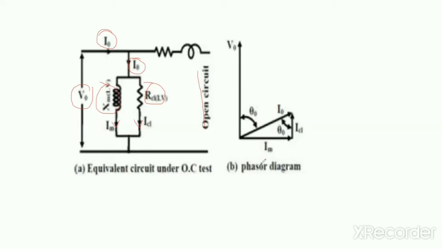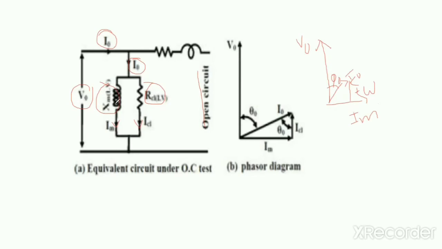Therefore, the phasor diagram is: taking Im as the magnetizing current at an angle of 90 degrees, we draw V0. Then at an angle of phi naught, we draw the I0 current. At 90 degrees, we write IW.